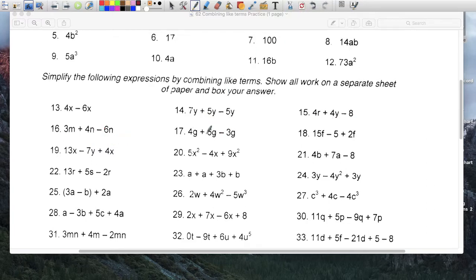Next one, they're all g's, so I can add. So this, in essence, becomes 4 plus 6 minus 3. Except it has a g at the end, right? So 4 plus 6 is 10, minus 3 is 7, so 7g.